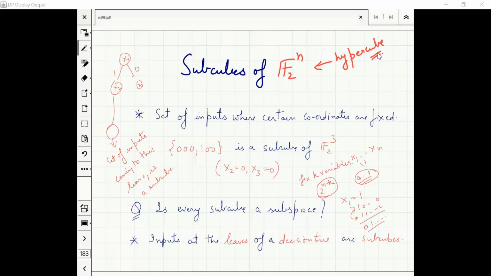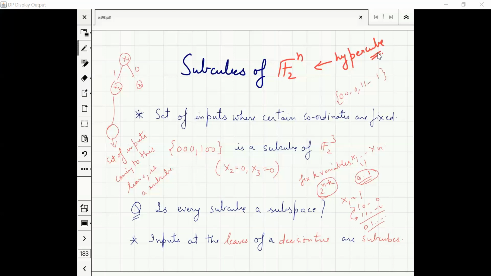Actually, it will only be a subspace when each of those variables you are setting are exactly set to 0. Then it will be a subspace. Is every subspace a subcube? No. Can you give me an example? Yeah, I mean the all 0 vector and the all 1 vector. One dimensional. Very good.